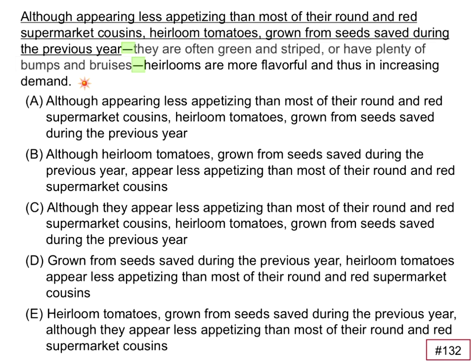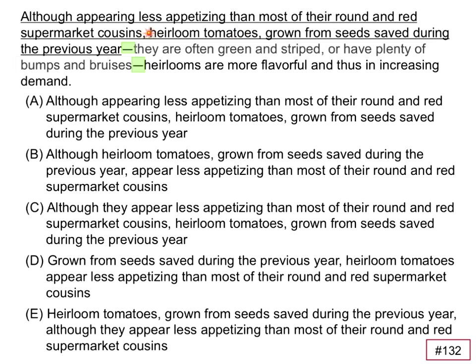There is definitely something weird going on here. So there's a couple of different ways that you could talk about it. Some people are saying there's a verb missing. Some people are saying they're repeating heirloom tomatoes. So take a look here. We have "although appearing less appetizing, blah, blah, blah." So this is an opening modifier. Then we get to this comma here. And they say heirloom tomatoes.